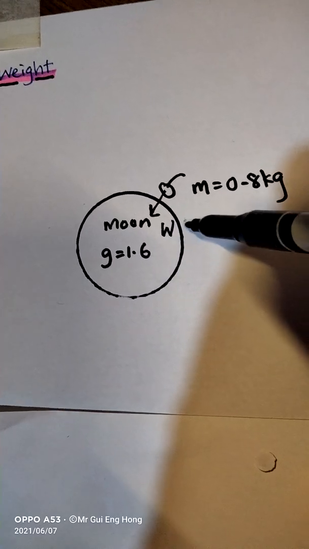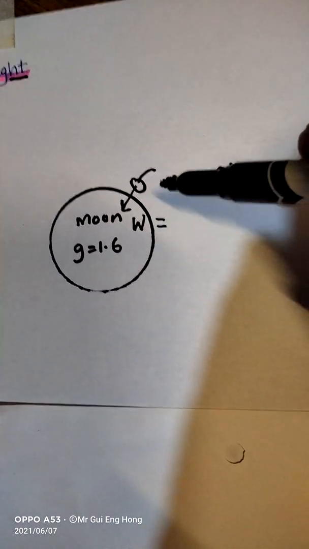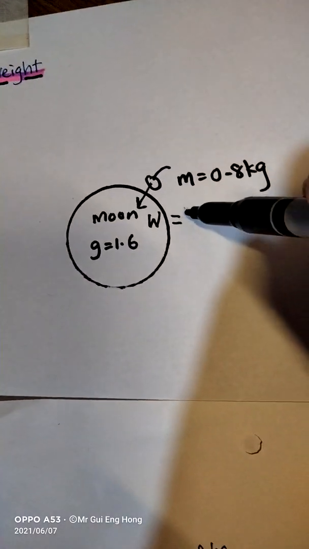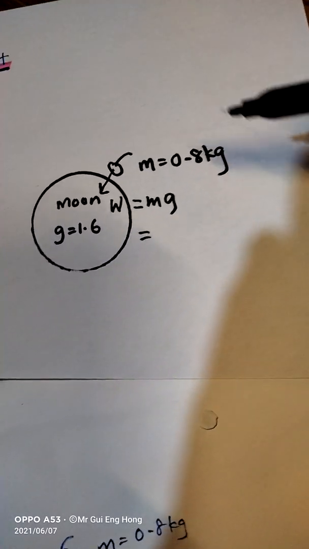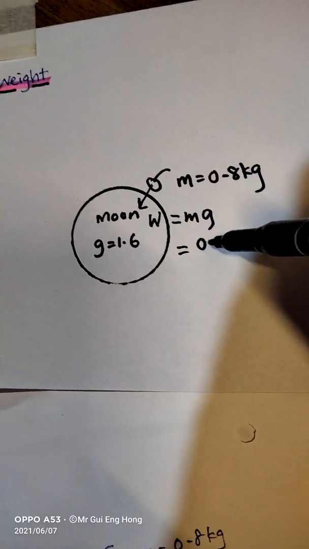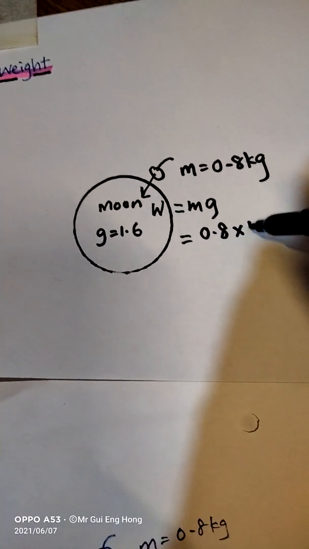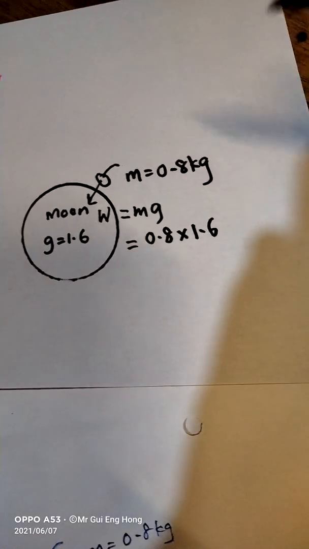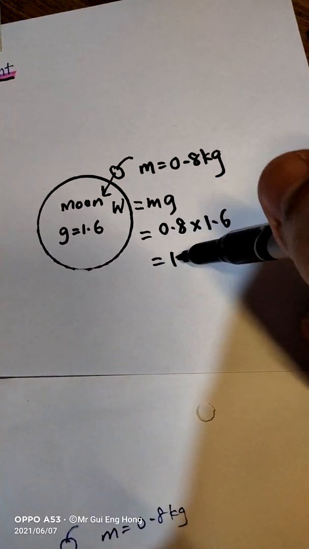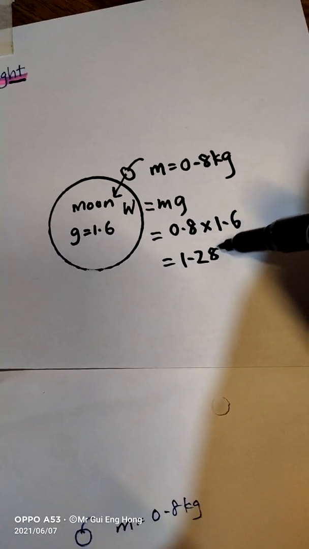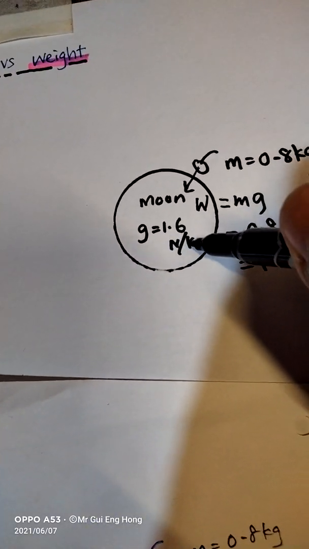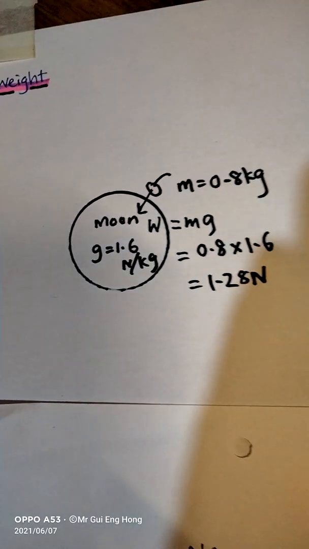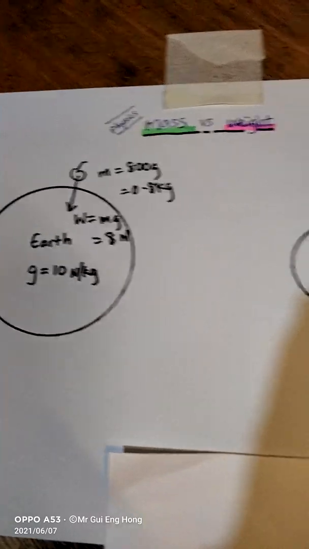Now the same apple, if brought to the moon, the moon will attract the apple towards its center, and this is the weight of the apple on the moon, and it will be 0.8 times the g value of the moon, which is 1.6, and you will have 1.28 Newton. Now this is the g value of the moon. You need not memorize this number. Okay? So please take note that the mass is different from the weight.